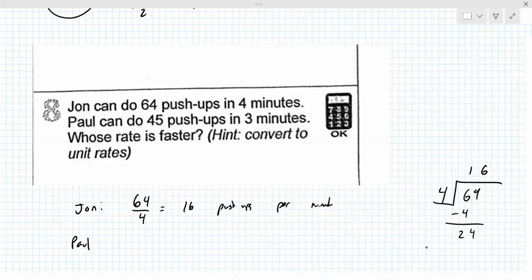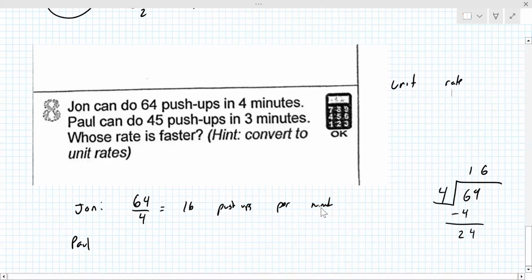So the idea of this unit rate is what they're asking for. Basically, you're going down to one time unit, 1 minute or 1 hour. All right, so do the same thing for Paul.